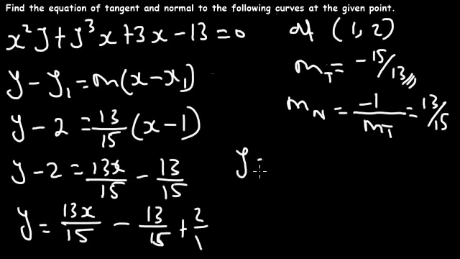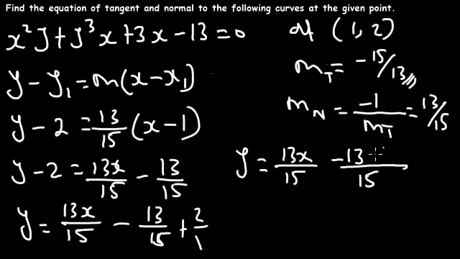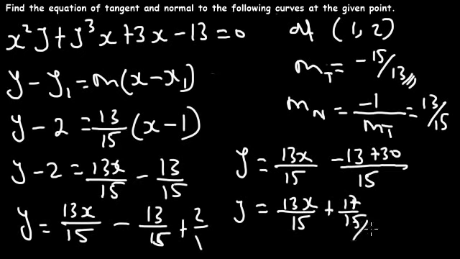So that gives us y equals 13x over 15 negative 13 over 15. Then 2 times 15 will just give us 30. Perfect. So we have y equals 13x over 15 negative 13 plus 30, that gives us plus 17 over 15. And that is our final answer. If you want, you can just rearrange it like we did earlier. That is how to easily and mentally find the equation of a tangent and normal line to a curve.